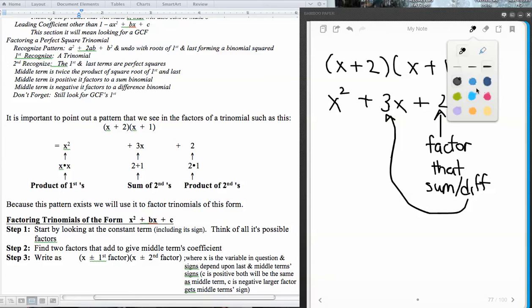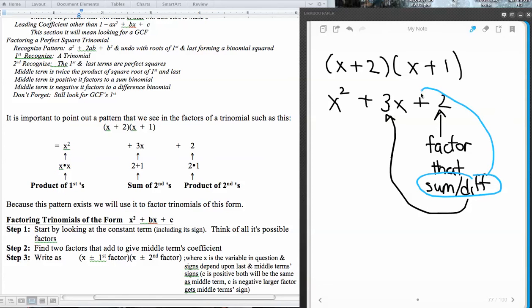And how we'll know that it's a sum or difference is going to be indicated by this sign right here. If this is a plus, it's a sum. And if it's a minus, it's a difference. And then once we find out if it's a sum or a difference, the next thing that we'll pay attention to is this sign right here.